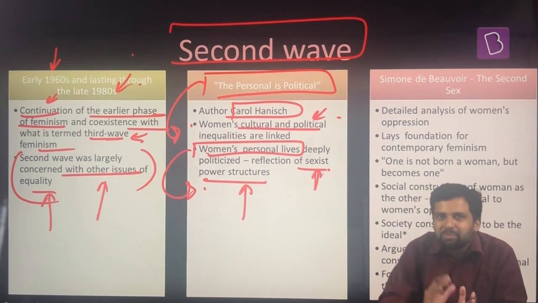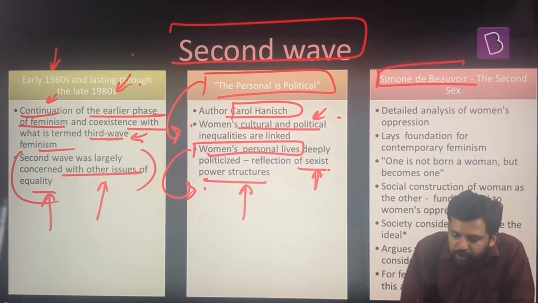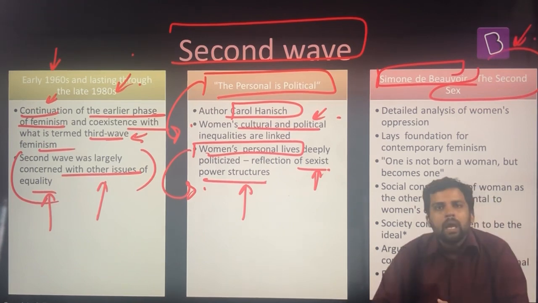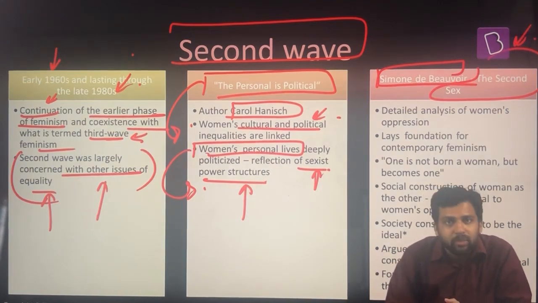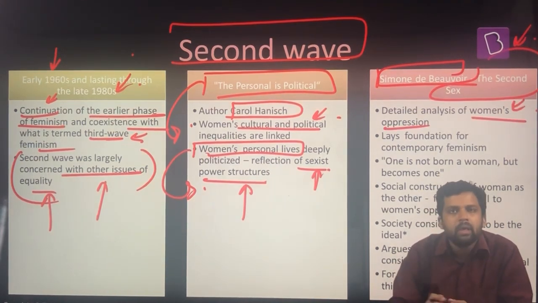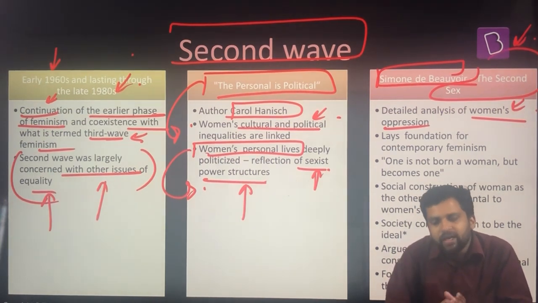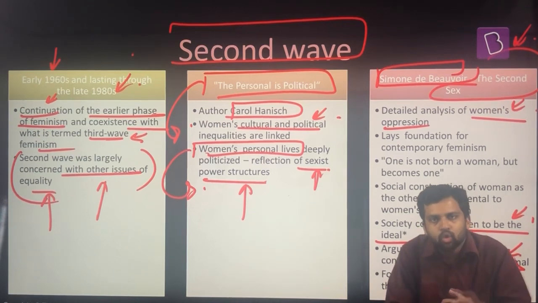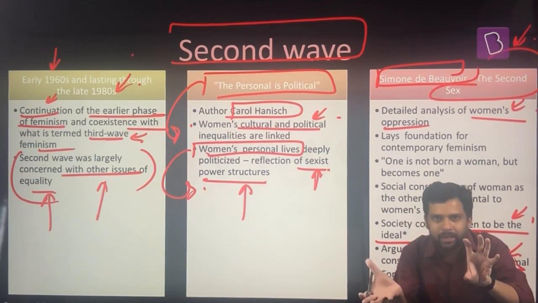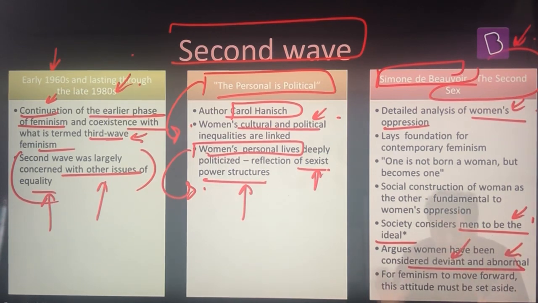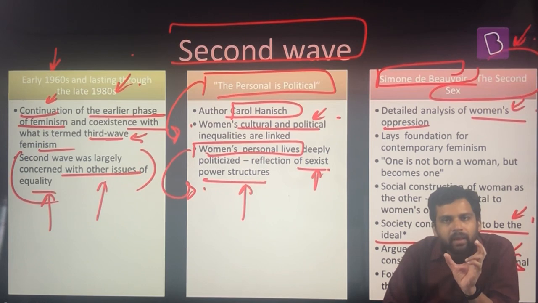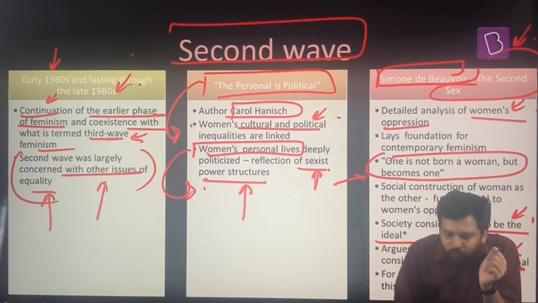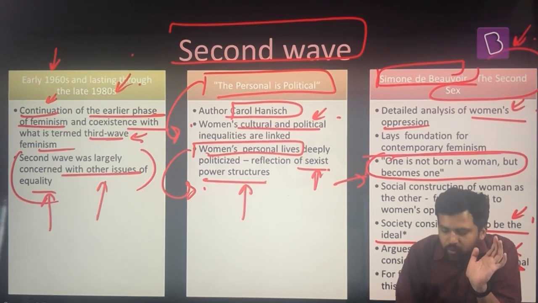Another major work during this period, Simone de Beauvoir, the work was The Second Sex. Now this particular work is trying to go deeper. It is trying to understand women's oppression. Why are women oppressed? This work is saying that in society, men are considered to be the ideal. Women have always been considered deviant and abnormal. So men are ideal, women are not ideal. They are deviant, they are abnormal. This particular book has one statement: one is not born a woman, but becomes one.